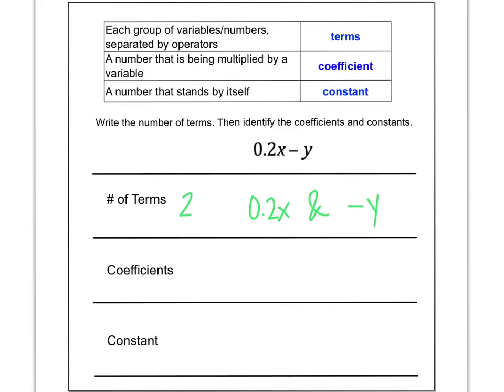That being said, for my coefficients, I'm going to continue that same thought. So the coefficient of x is going to be this 0.2 here. And then for the coefficient of my y, remember if I don't have any number or sign at all in front of y, or if in this case I just have a negative sign in front of a variable, it's really like this invisible 1 in front. So when I go to write my coefficients, I'm going to list the coefficient of y as negative 1. In this example, I actually don't have any constants because there are no numbers that are by themselves and not being multiplied by a variable.